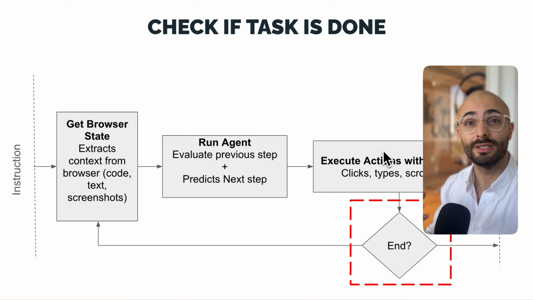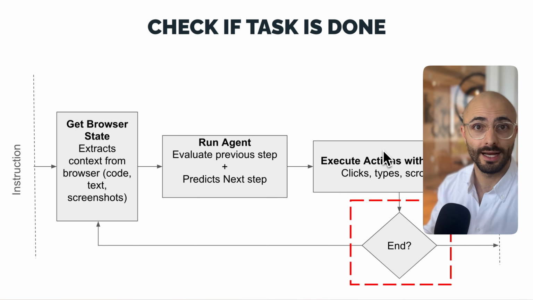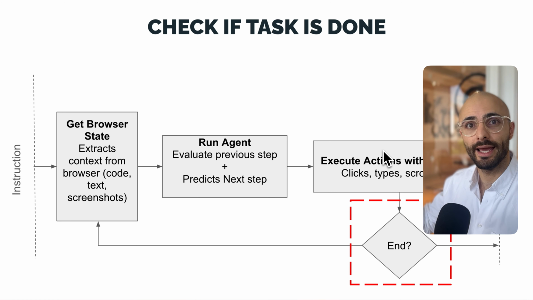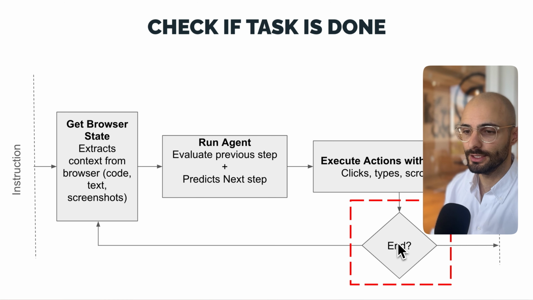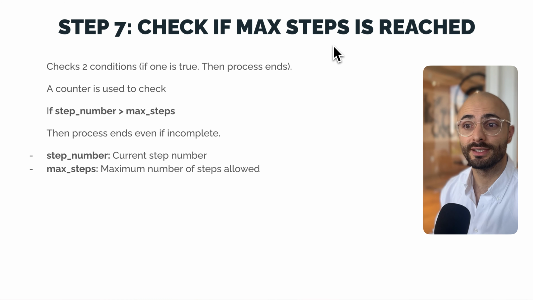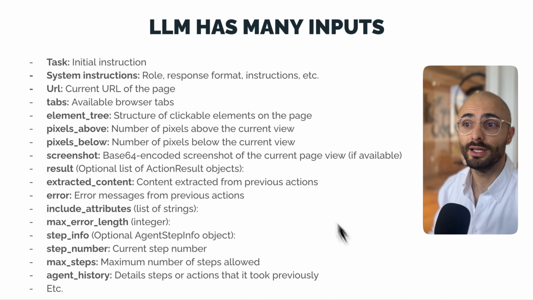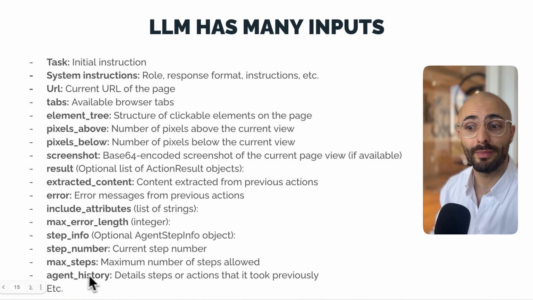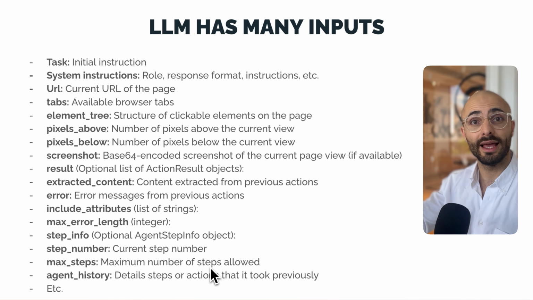Next, the language model needs to check if the task is done, or else how does it know when to end, right? So that's what happens in this decision over here. What it does is it checks if the maximum amount of steps is reached. You might have seen earlier in the LLM inputs, there's one called max steps, and that's the maximum number of allowed steps. Each step that the agent takes adds one to the step count. And this is there to protect you in case the agent gets caught in a loop, or maybe it's going down the wrong path, to make sure that it doesn't exhaust your billing credits through the API key.